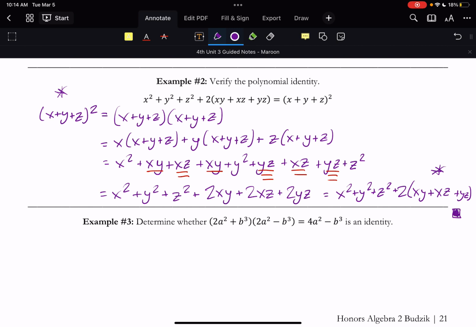These are kind of like the proofs of algebra. I know you did proofs in geometry. These are like the algebraic proofs. This is kind of showing how one is the other with all of the properties, okay?